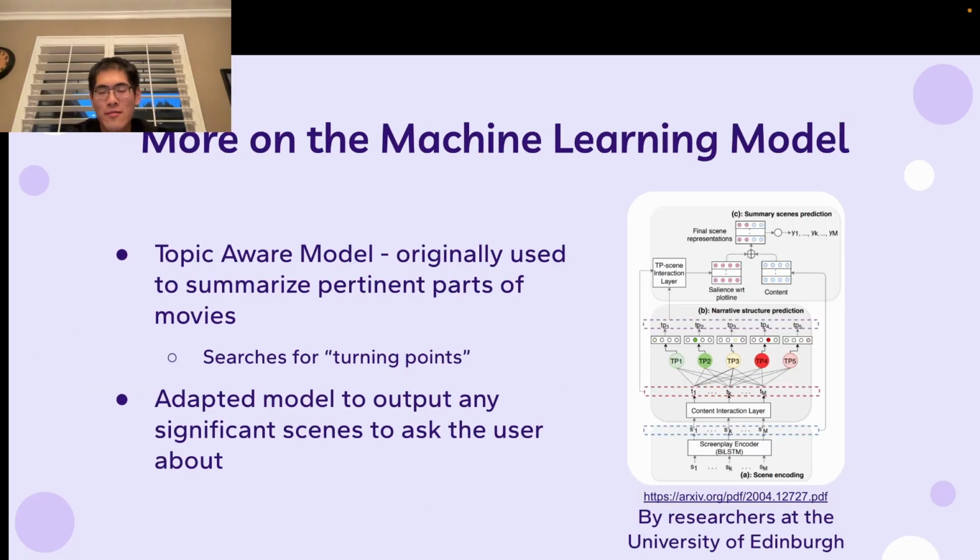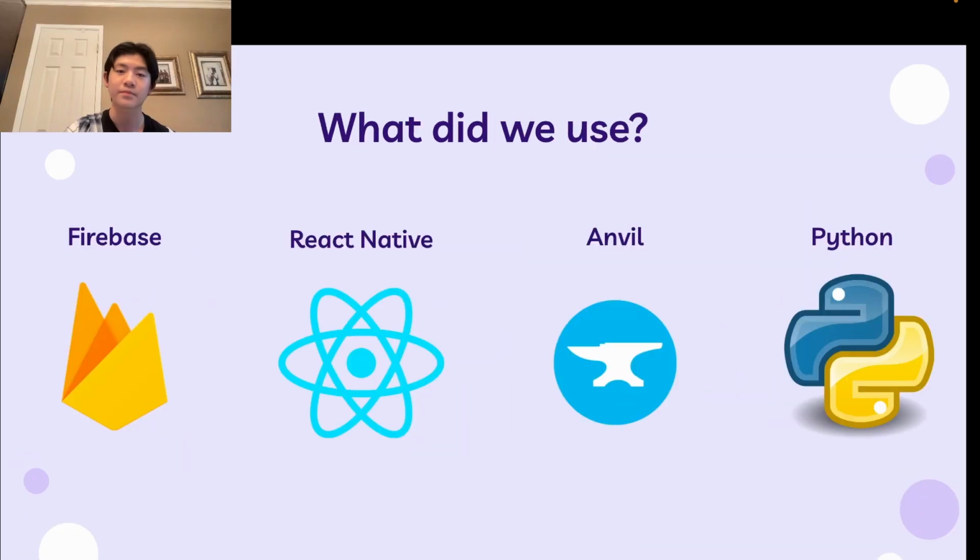More on the machine learning model, we adapted it from researchers at the University of Edinburgh. They called it a topic-aware model, where it searched for turning points, or what dictates the plot of a movie. We've adapted it to search for any significant scenes in a movie and output it, and from that, we can ask user questions.